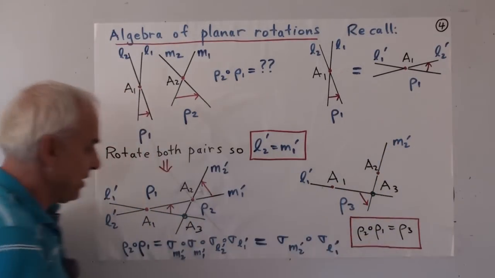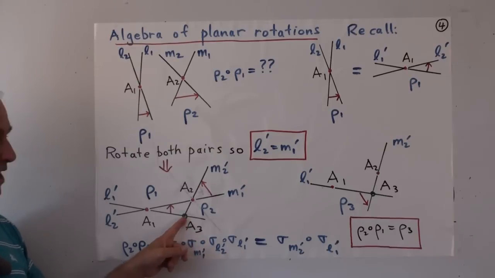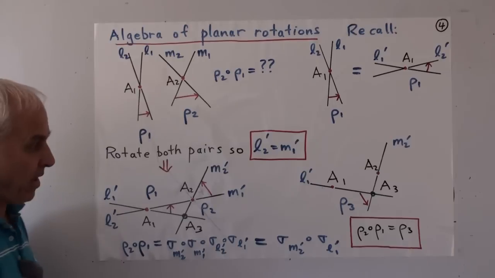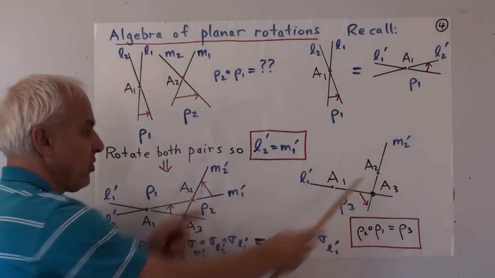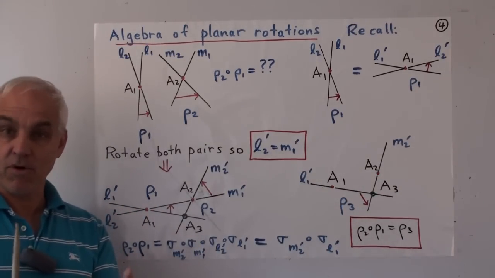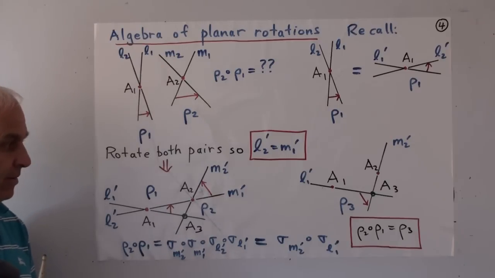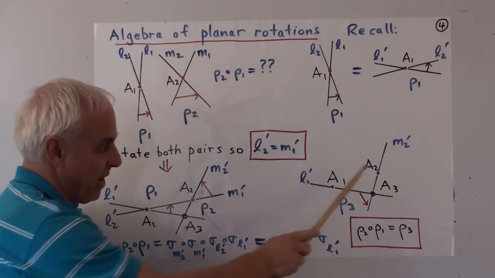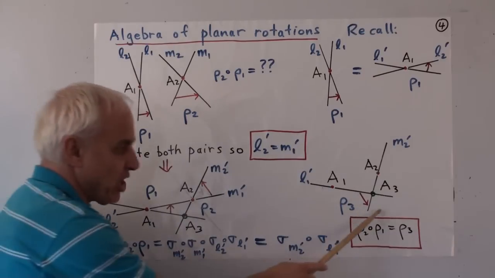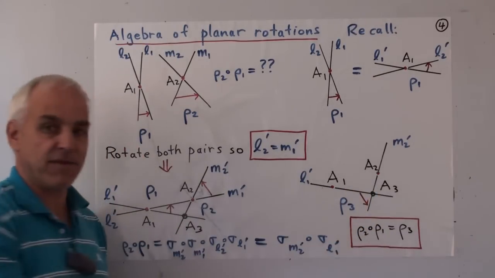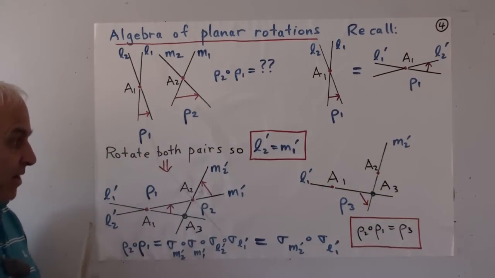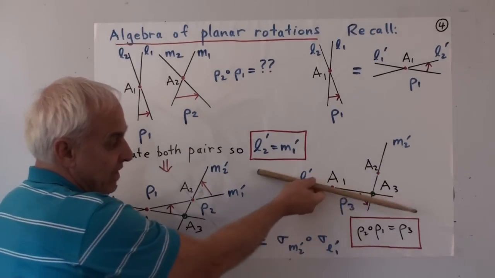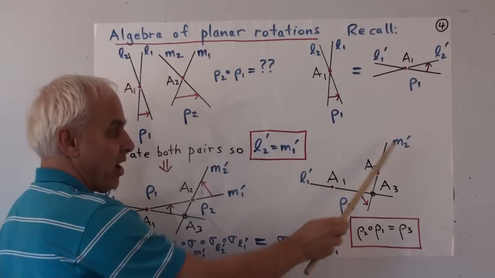These two lines meet at a new point. Let's call it A3, which is this point here in this diagram. And the original points A1 and A2 now don't really play any more of an important role. The two reflections in L1 prime and M2 prime now generate a rotation about A3. And we know exactly what that rotation is. It's the rotation of twice the angle between these two lines, L1 prime and M2 prime.